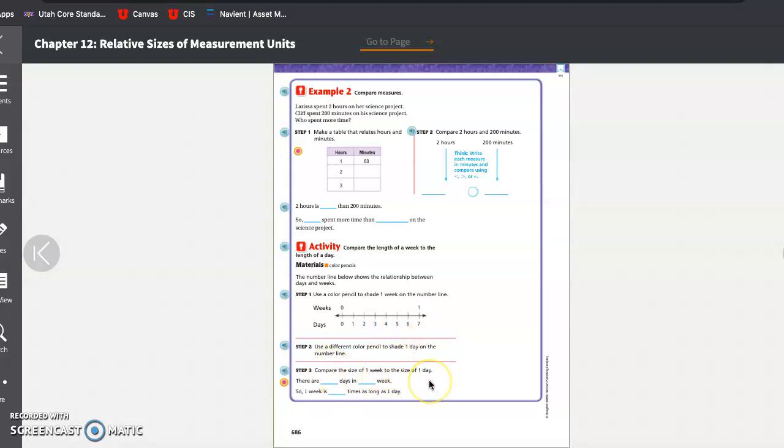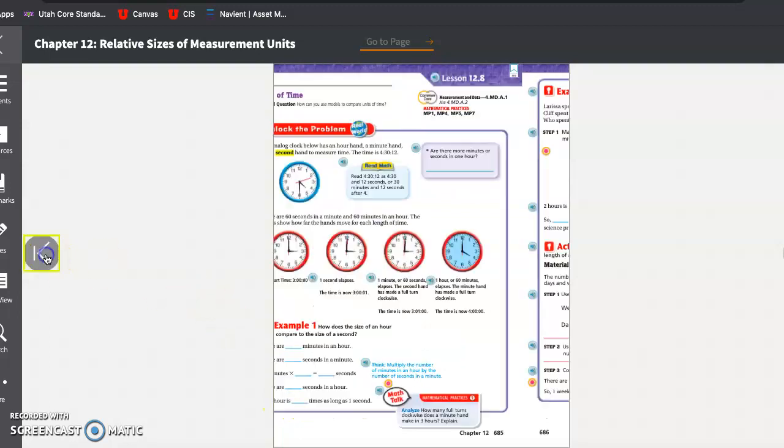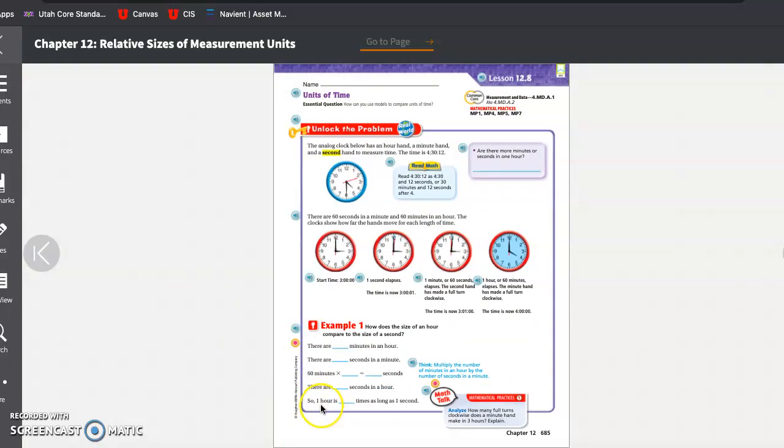I want you guys to take a minute. You can pause this video and go ahead and fill out step 3, just comparing weeks to days. Okay, so there are 7 days in 1 week. So 1 week is 7 times as long as 1 day. So it's really important that we can state all of these in a comparison statement. So 1 week is 7 times as long as 1 day. Just like over here, how we said that 1 hour is 3,600 times as long as 1 second.